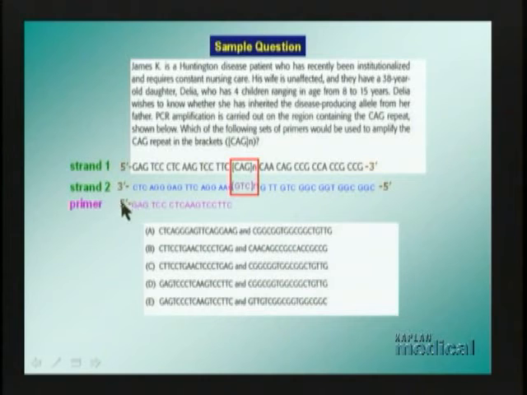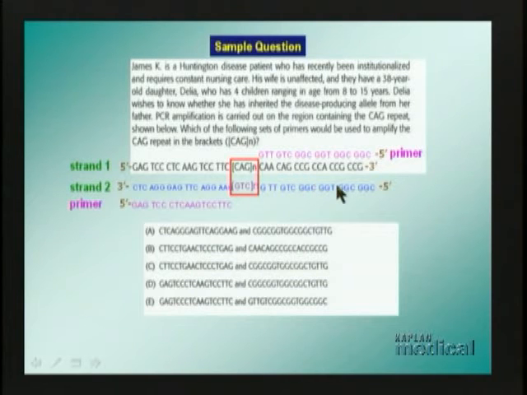This is 5' GAGTCC and so on, which is complementary to this part of strand 2. Now in strand 1, what is the primer that's going to be used? That primer is now illustrated here. It's the 5' CGG, CGG, and so on to the 3' end. So this primer is complementary and anti-parallel to this portion of strand 1.